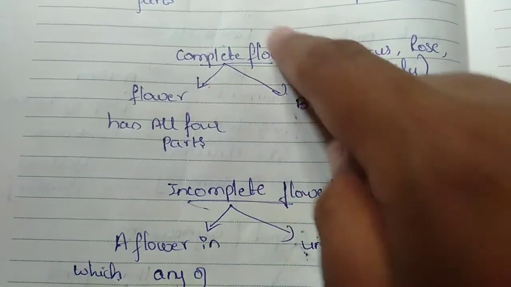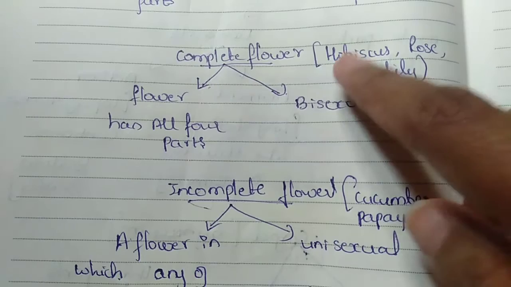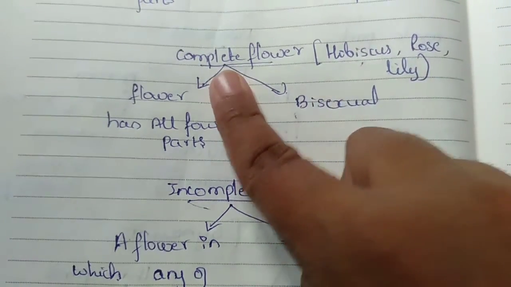So you might be wondering what a complete flower could be. Last time I explained the rose, lily, and hibiscus. In these you can observe the yellow powder between the petals and the center point, both of them. That is why we consider these complete flowers.